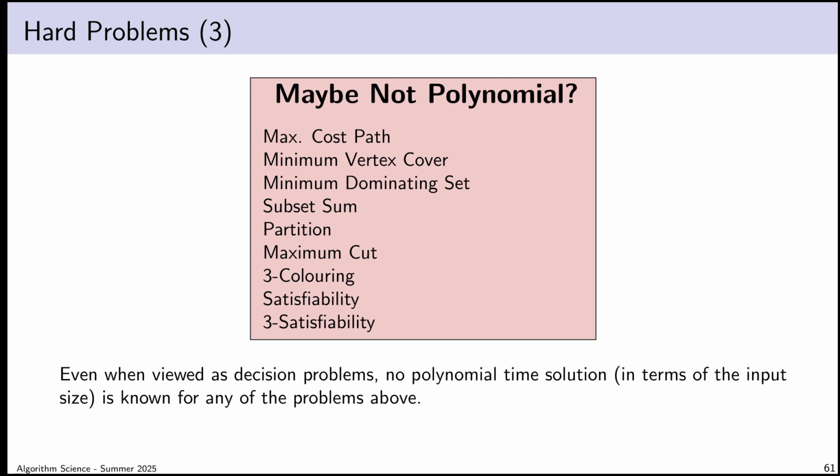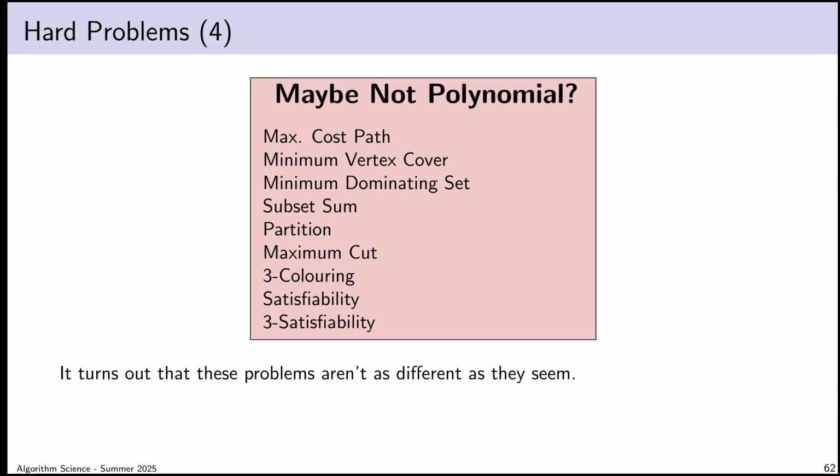And even if we frame all of these things as decision problems, and by now hopefully it's clear that we can do that, we can just add a bound to the optimization problems and turn it into a decision problem, even if we do that, no polynomial time solution in terms of the input size is known. But it turns out that these problems aren't as different as they seem. There really are some hidden depths.